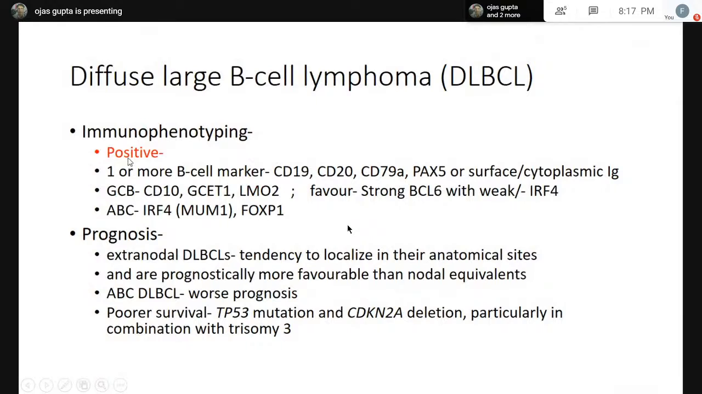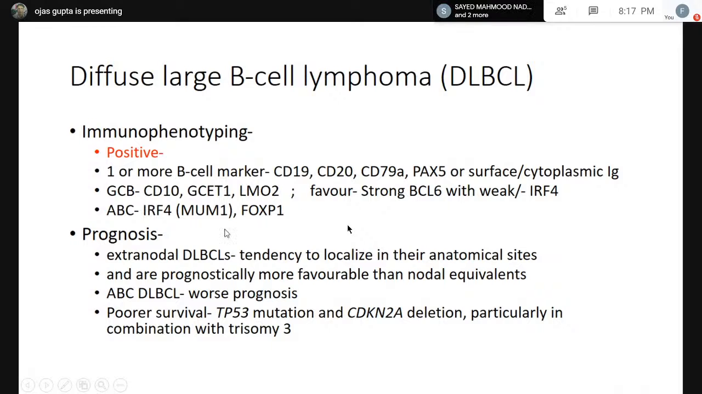On immunophenotyping, they will be positive for one or more B cell markers, that is CD19, CD20, CD79A, PAX5, or surface or cytoplasmic immunoglobulins. The GCB, germinal center B cell type, will be positive for CD10, BCL6, GCET1, LMO2. The activated B cell type will be positive for IRF4, MUM1 and FOXP1.